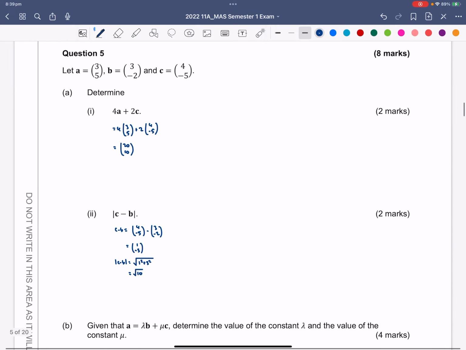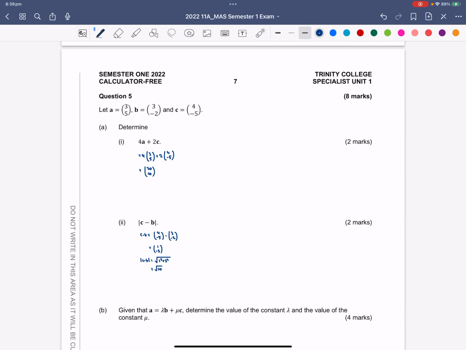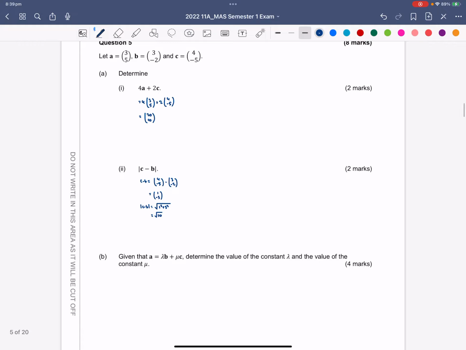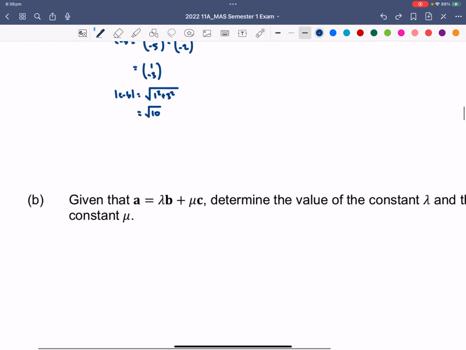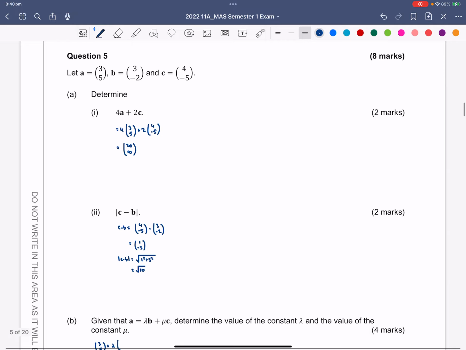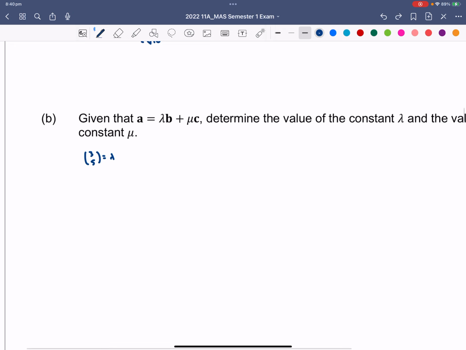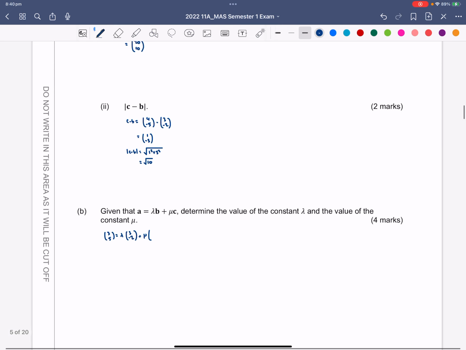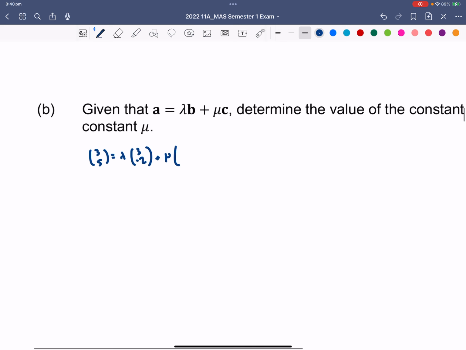Given that A is lambda B plus mu C, determine the value of the constant lambda and the value of the constant mu. If A is lambda B plus mu C, that means A, the vector (3, 5), can be written as 3i plus 5j, is lambda lots of B, which was (3, -2), plus mu lots of C, which is (4, -5). And now it's easy. Let the i's equal, let the j's equal.